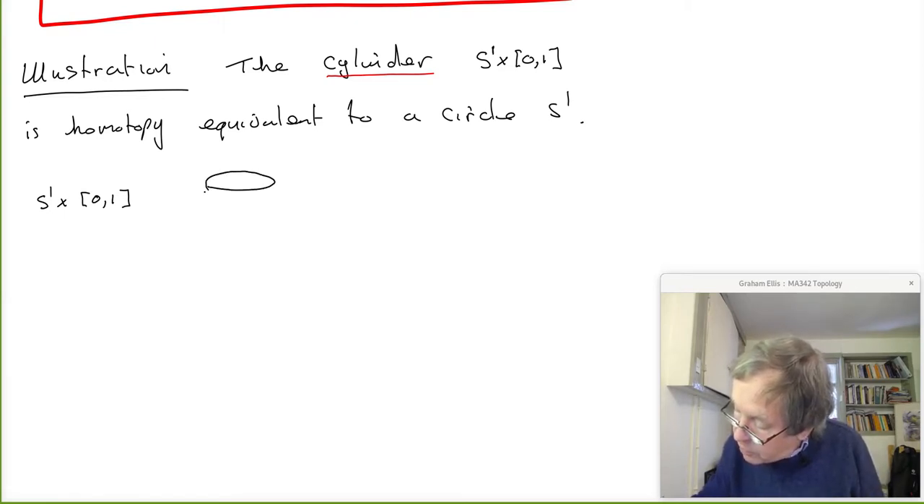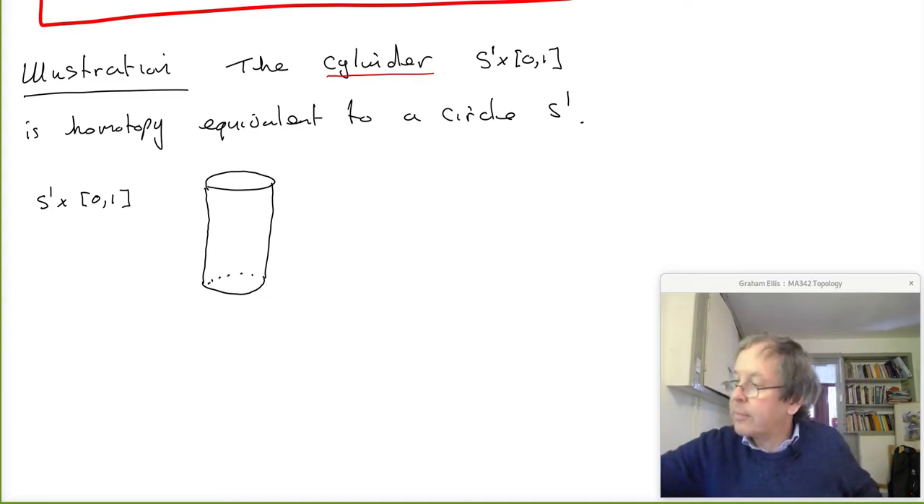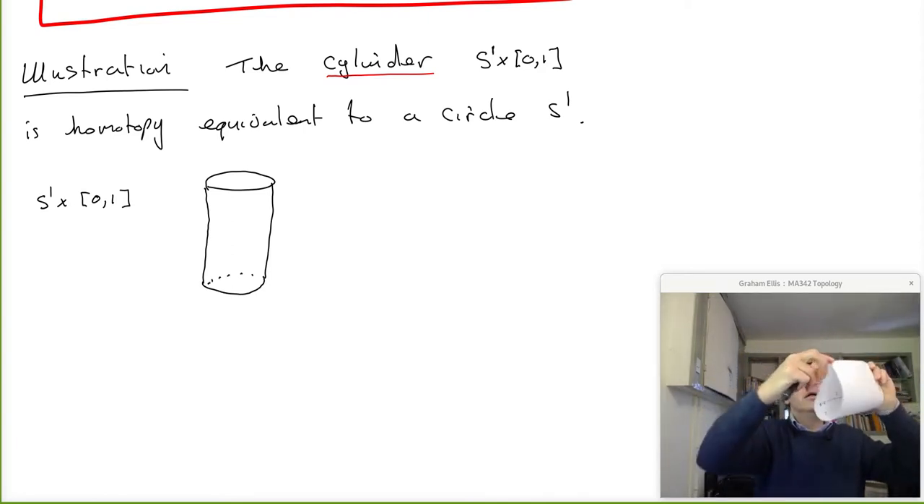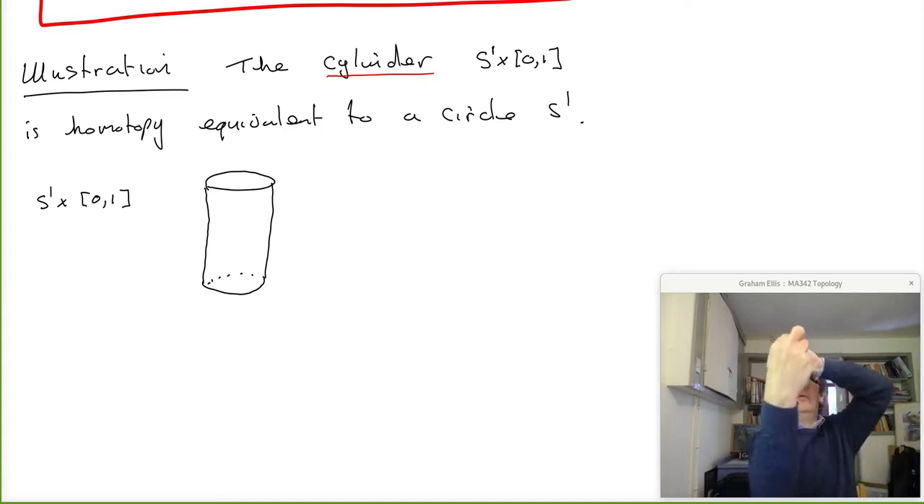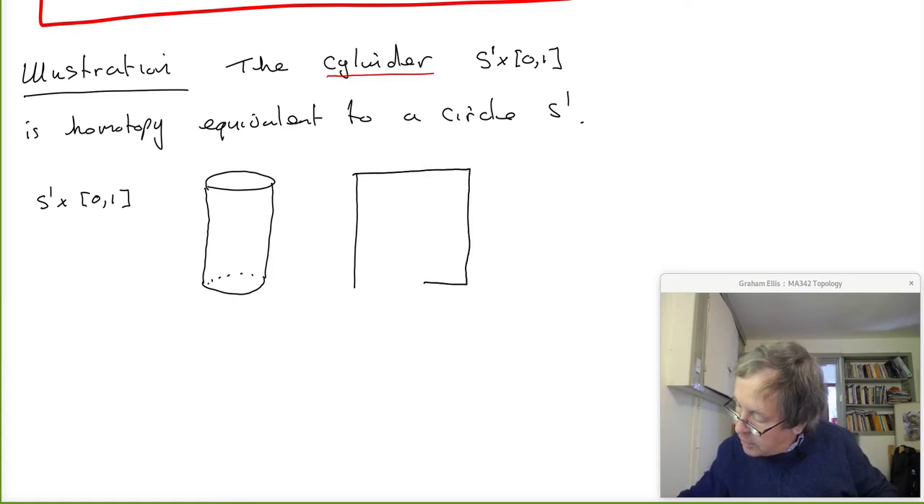A pretty useless picture, really. This is my picture of the cylinder. A hollow pipe. And a better picture is to say, how would I really get the cylinder? I'd get the cylinder out of a piece of paper by identifying opposite edges. So in other words, I can get the cylinder by taking a piece of paper, well, a unit interval even, to make it a bit more mathematical, and identify the points on the opposite edges, okay?